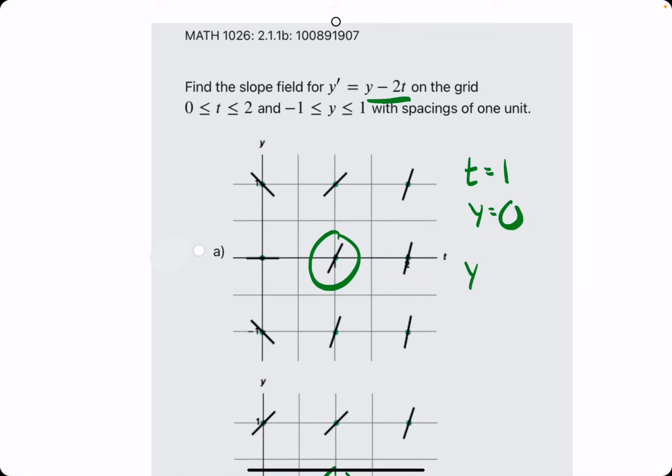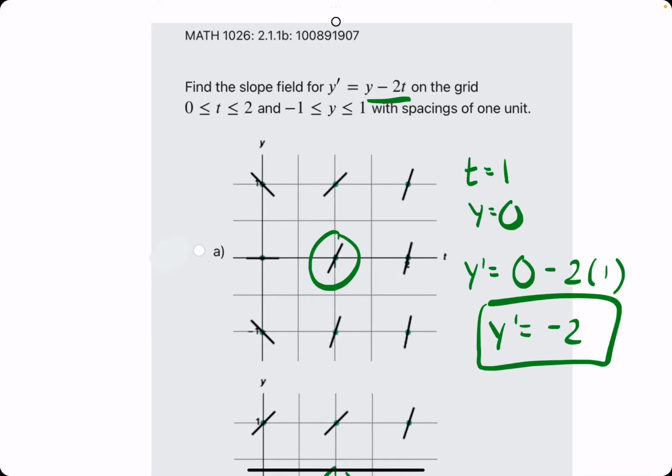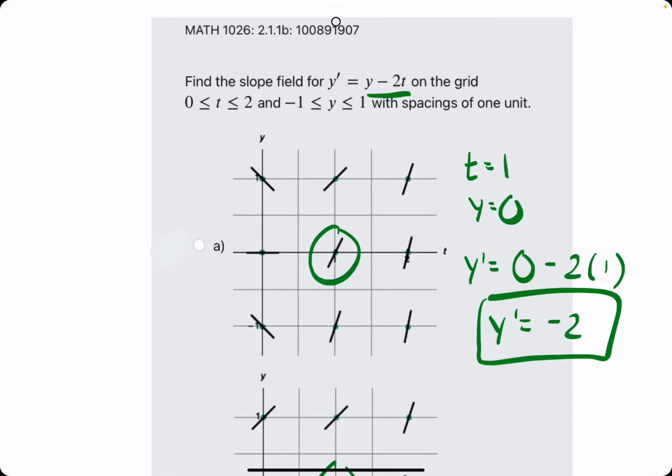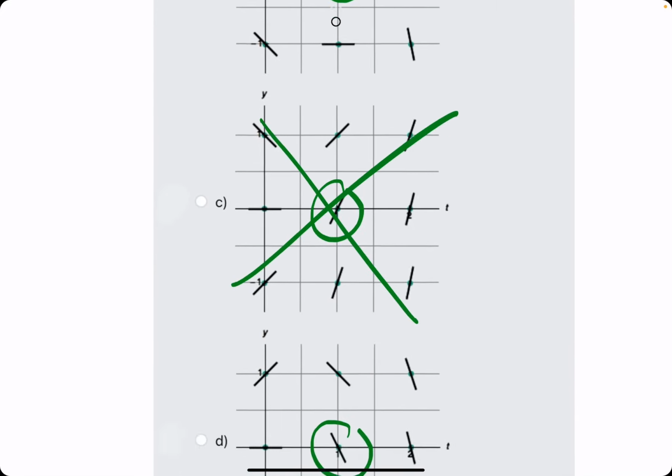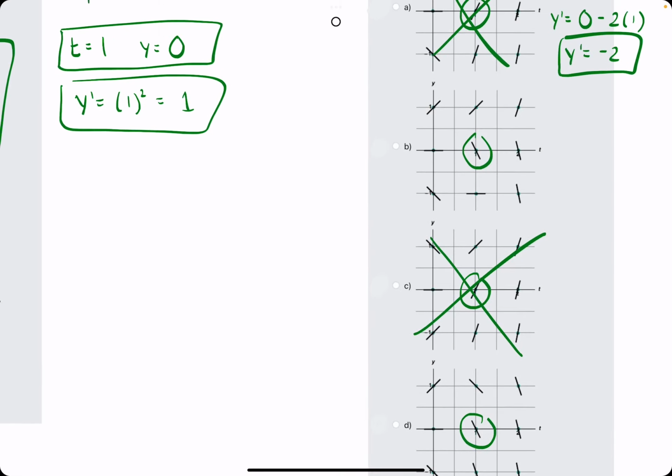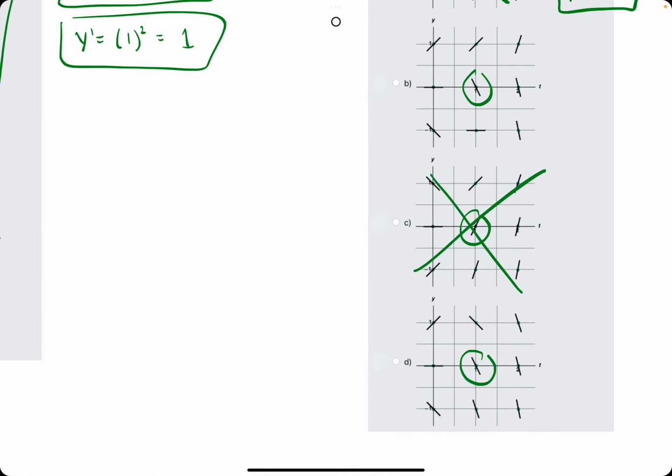When we plug these into the y prime equation at the top, we have y minus 2t, so 0 minus 2 times 1. As a result, we get negative 2 for our slope, or y prime. So any slope fields that have a positive slope at that location can be eliminated. Just like that, we narrowed it down to just B and D. So let's look at B and D and see where we can find a difference.